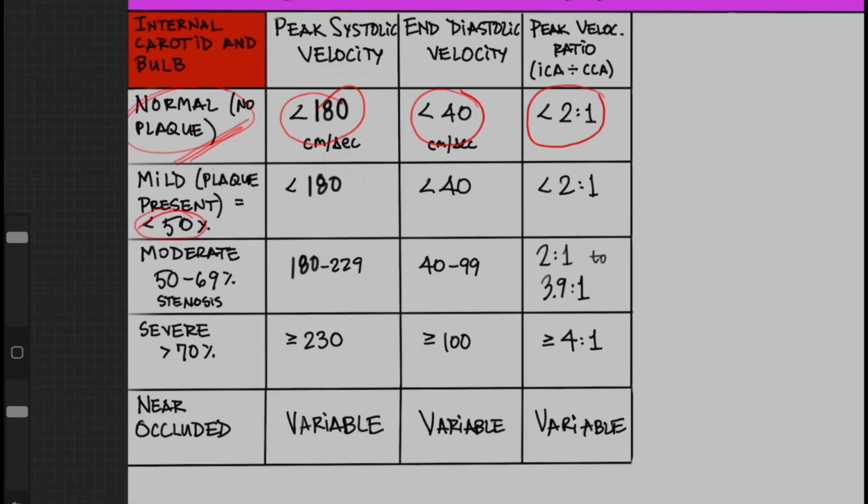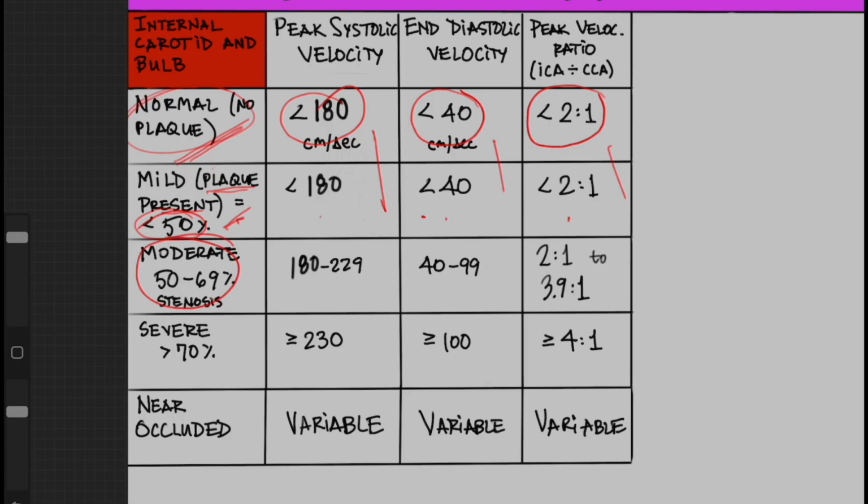Mild disease, which is set at less than 50%, there's plaque present. So you see plaque, and then the velocities are less than 180, less than 40, ratios less than 2 to 1. And you'll see these are the same. So unlike in aortic stenosis, when there's a velocity cutoff between mild aortic stenosis and no aortic stenosis, which I think now is 2.8 meters per second. That changes from year to year, but anyway, there's a cutoff between normal and mild. For aortic stenosis, there is no such cutoff in vascular land. So that's a little confusing for those of us who know echo. And in this instance, mild disease, you see some plaque, and then you have these velocity parameters.